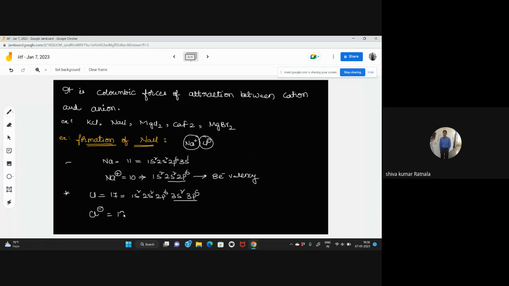That is 18 electrons. That means 1s2, 2s2, 2p6, 3s2, 3p6. Very good. That means we can say, by gaining, chlorine is also getting benefited, and sodium, by losing, is also getting benefited, right? By having 8 electrons.